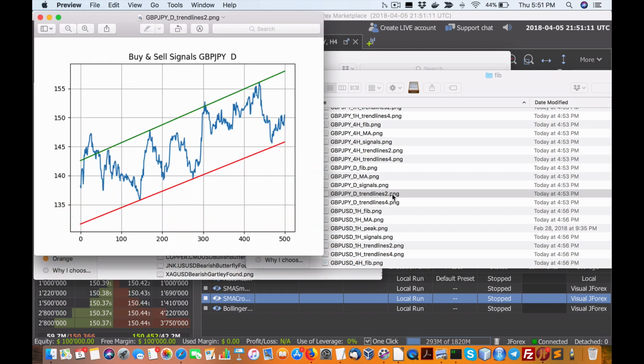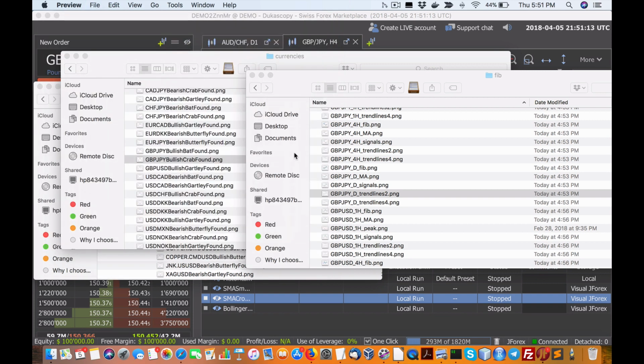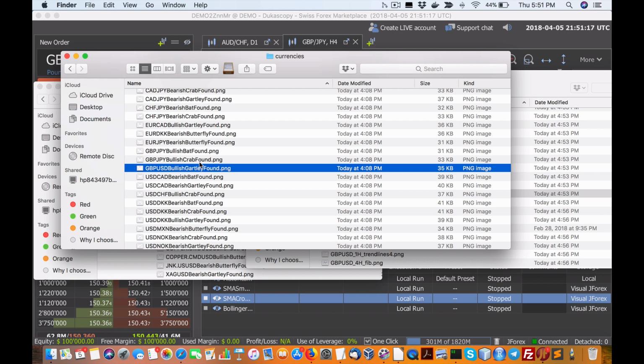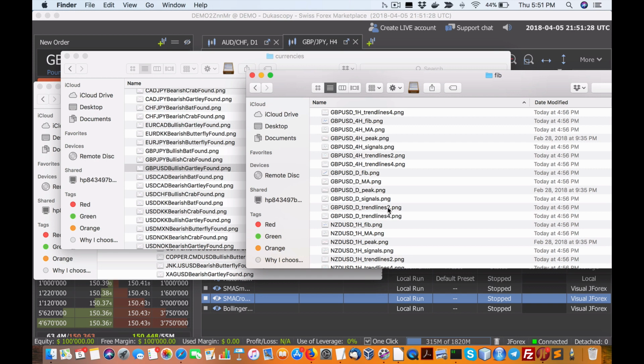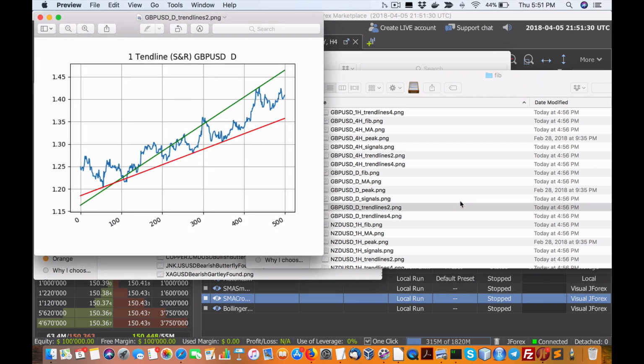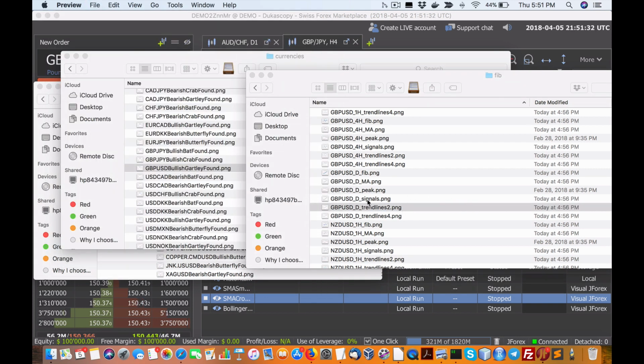So this may be an interesting one to watch. It's got a bullish on it. Okay, so yeah, I'd probably put that down as something of interest. British pound, the US dollar. Let's see here. That's got some nice uptrend too.